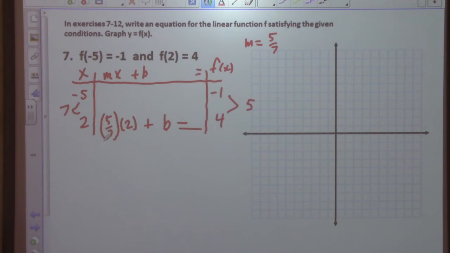And so we simplify this. What's 5 times 2? 10 sevenths plus b equals, how many sevenths do we have in 4? 7, 14, 21, 28. 28.